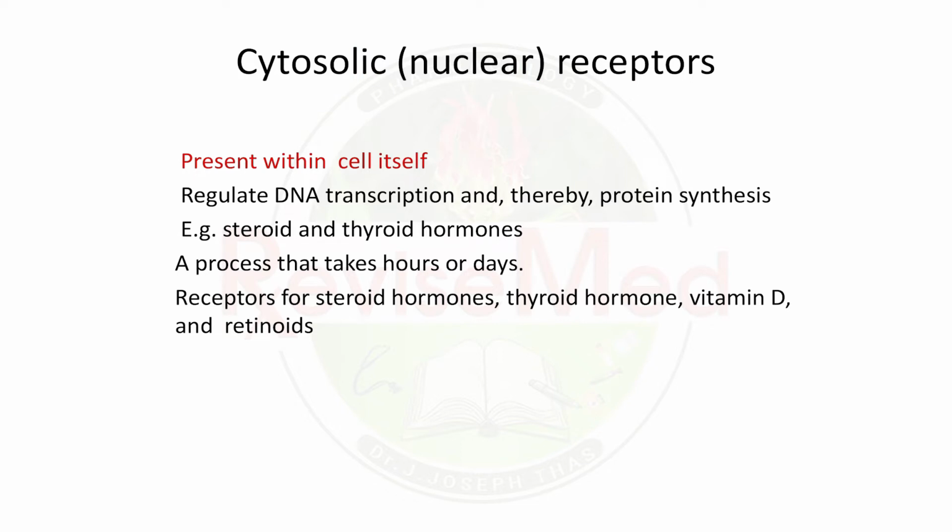Cytosolic or nuclear receptors. These are present within the cell itself. They regulate DNA transcription and there will be protein synthesis. For example, they regulate the synthesis of steroid and thyroid hormones, a process that takes hours or days. Receptors for steroid hormone, thyroid hormone, vitamin D and retinoids belong to this group.